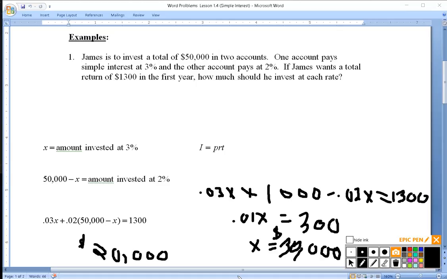And of course, you can easily check your answer if you multiply the 30,000 by 0.03 and multiply the 20,000 by 0.02. Add them up, and you're going to get the return that James wanted, which is 1,300.